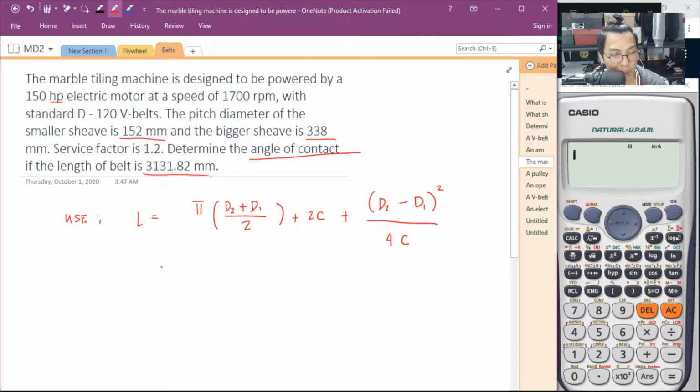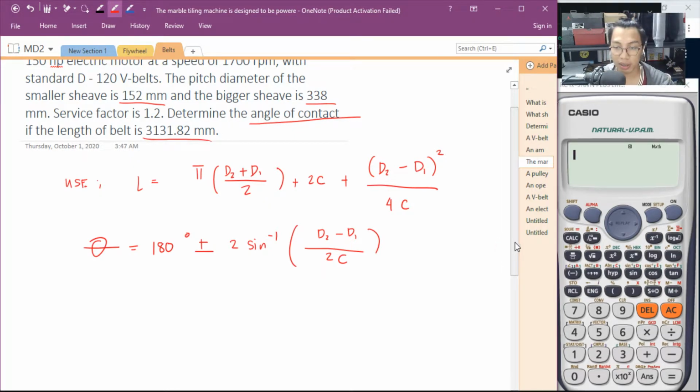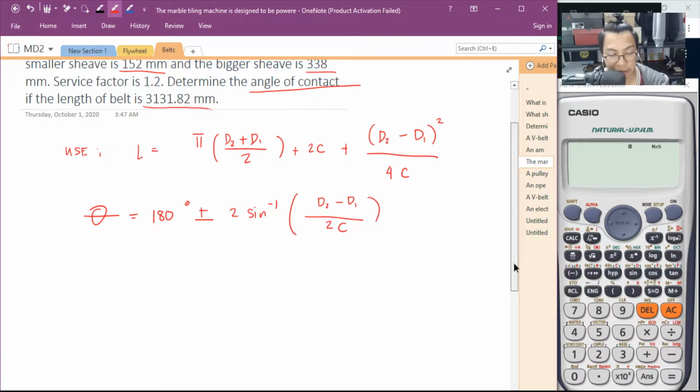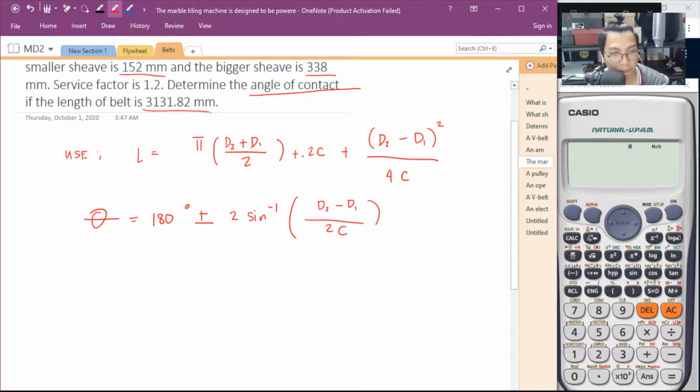Try natin. So, ano po ba yung kinukuha natin dyan? The angle of contact or theta. The theta, yung general formula niya, either the driven or the driving. Okay? So, 180, in degrees na kagad tayo, plus, minus, 2 arc sine multiplied to D2 minus D1 over 2C. Now, malalaman mo dyan na yung may malaking angle of contact is the driven side and the smaller pulley will have the smaller angle of contact. So first, ano ang missing natin dito? We are still missing yung C.